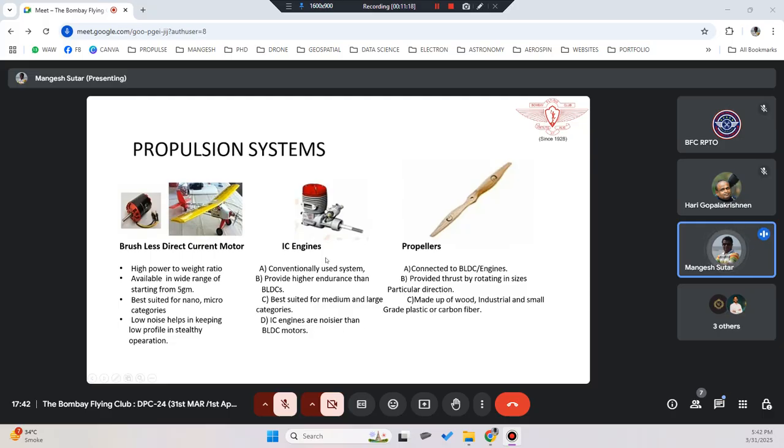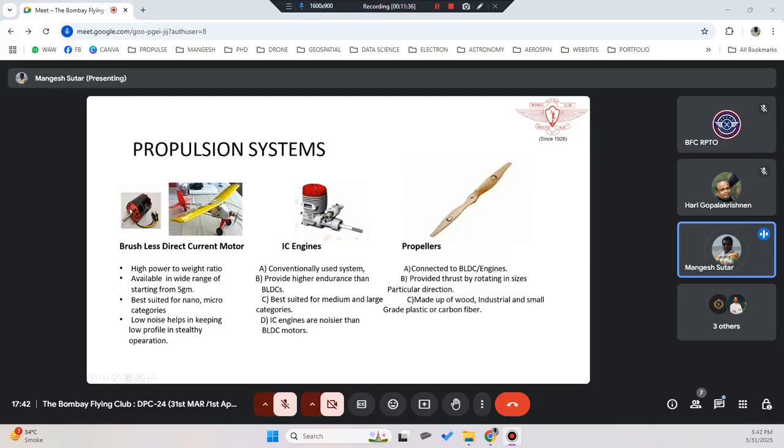IC engines are noisier than BLDC. But IC engine aircraft are not flown like the normal drones we fly, at 400 feet and so on. IC engine aircraft are flown at a very high altitude. Like Predator drones, they don't fly at 400 feet only. They are used by defense and fly at very high altitudes.